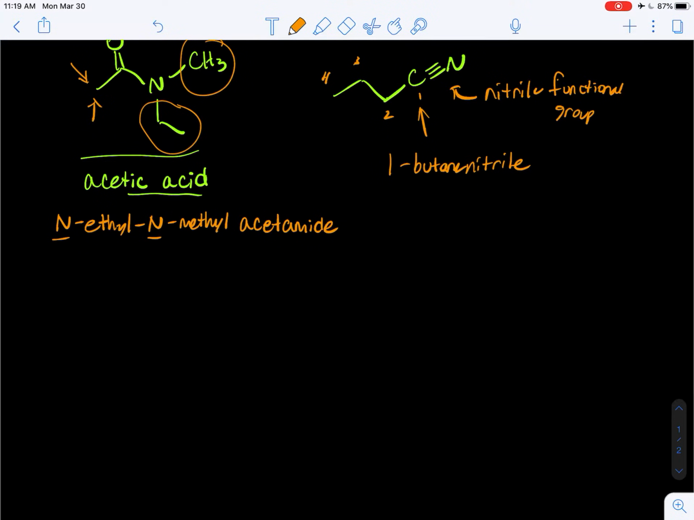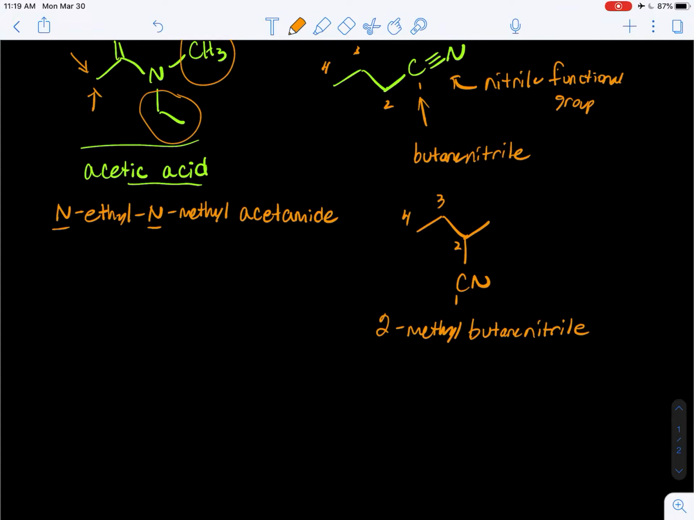Now, if you have something like this, you could name this butanenitrile with the methyl group at carbon 2. So you could name this as 2-methylbutanenitrile. Okay. Obviously, the nitrile is at carbon 1, so it's redundant to say 1-butanenitrile.